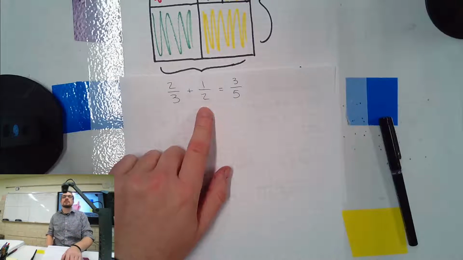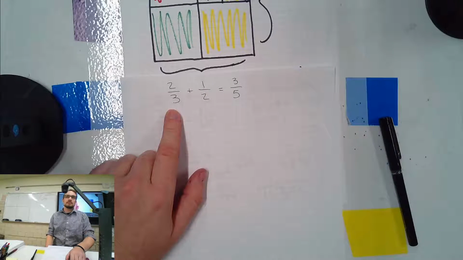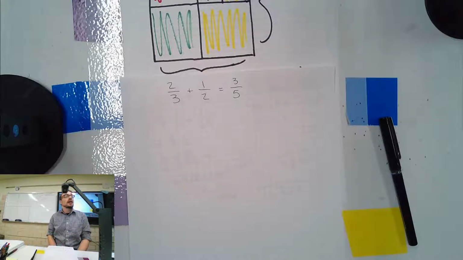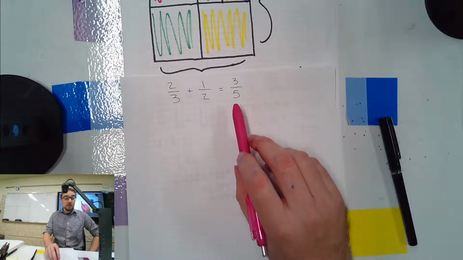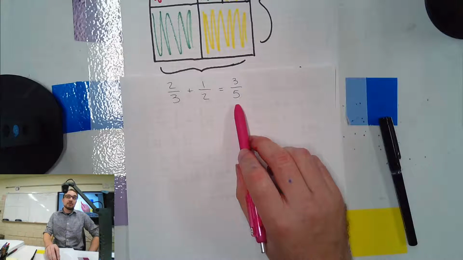What is a half? Half. What is 2/3? Which one's bigger? So you're telling me 2/3 is bigger than a half? And what's our answer? 3/5. 3/5, is it more than a half or less than a half?